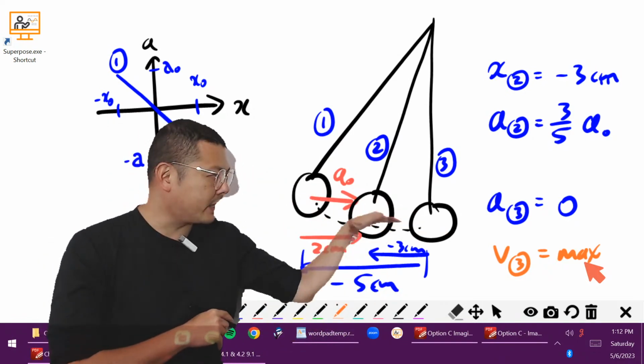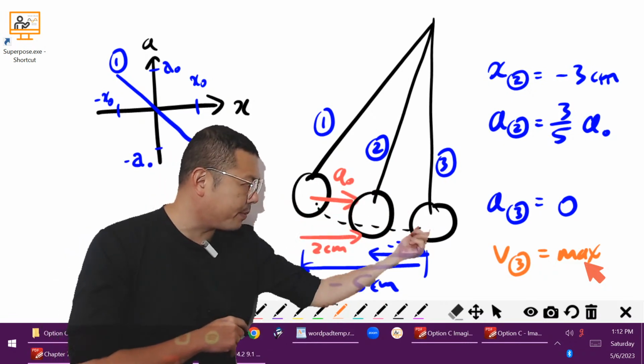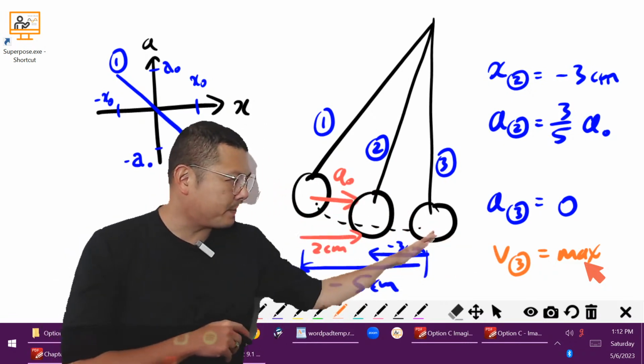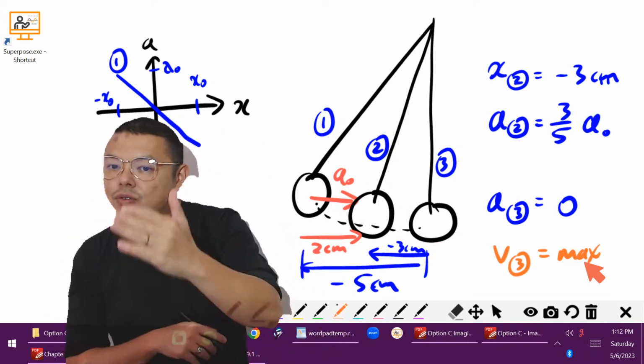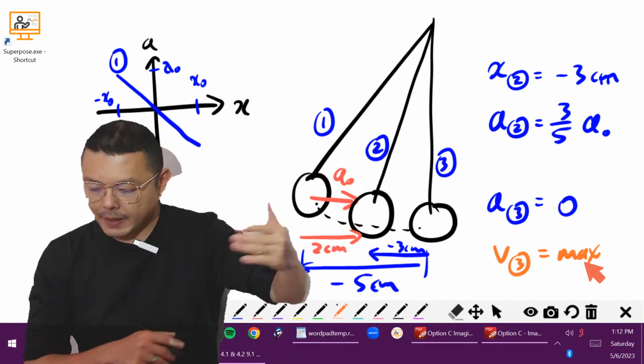Okay? And it's pointing until it somehow decreases until it becomes 0 here, and then the velocity becomes maximum here, right? When it passes through the equilibrium position.